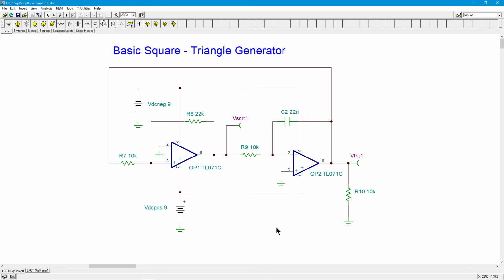Check out this little square wave triangle wave generator. Wouldn't it be cool if there was a way we could modify this to produce sawtooth waves? And wouldn't it be even more cool if we could adjust the symmetry on those sawtooth waves? I'm Professor Fiore, and I'm going to explain to you exactly how to do that right now.